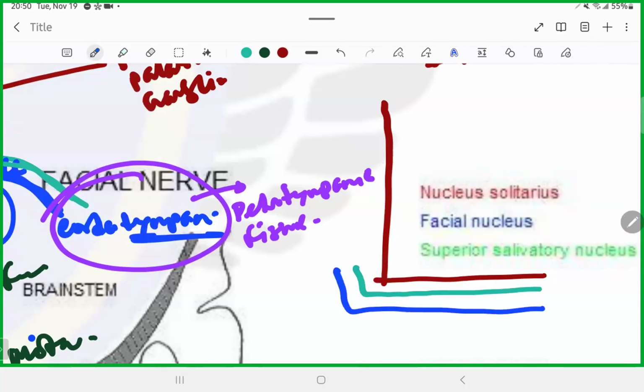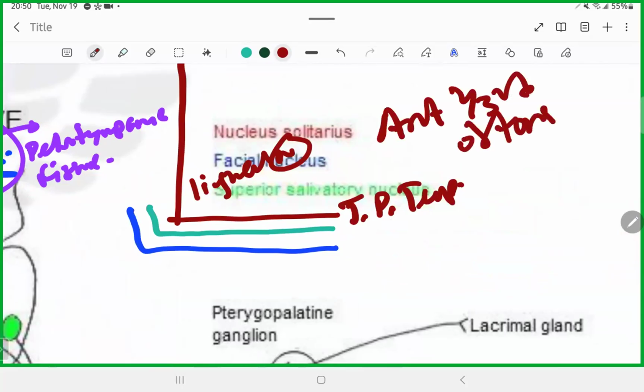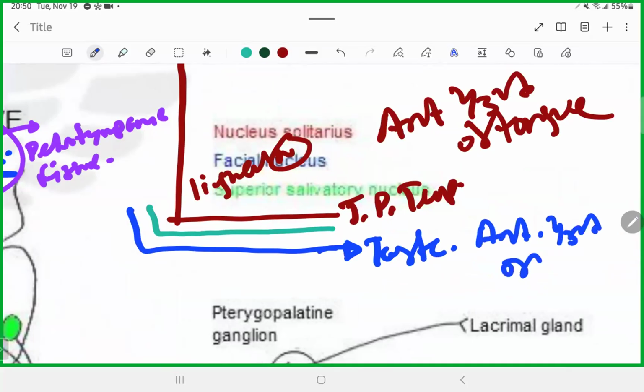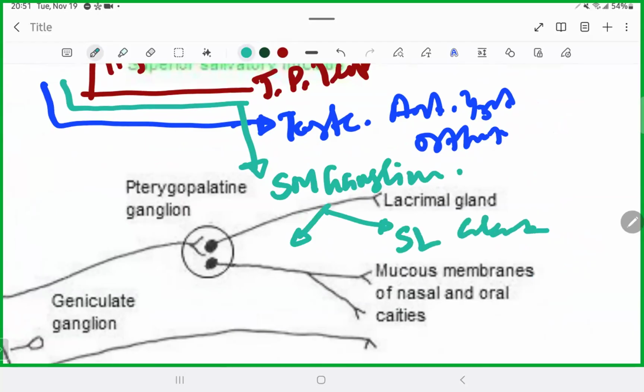So this L is our lingual nerve, which will supply the touch, pain, and temperature of anterior two-third of tongue. And these blue taste fibers will supply taste from anterior two-third of the tongue. Now, the salivatory fibers will go to submandibular ganglion. From submandibular ganglion, we get sublingual gland and submandibular gland parasympathetic supply.